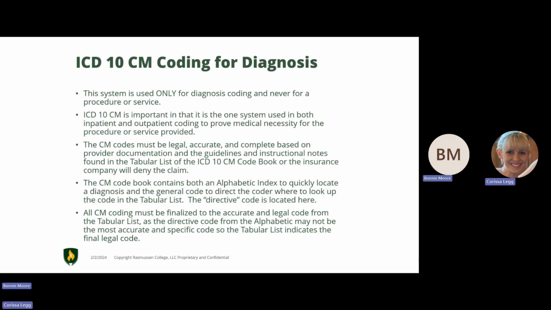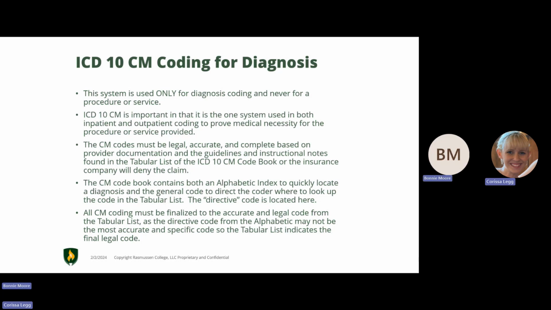And of course, the code is based on provider documentation, coding guidelines, and there's something called instructional notes found on the tabular list in a CM code book. And if you don't follow these to the T as a coder, the insurance company, I can guarantee you, will deny the claim, because they're really looking for any way to do that. So that's why coding requires a lot of education, a lot of detail work, and being very accurate.